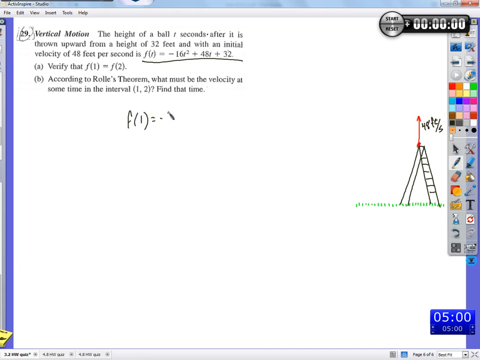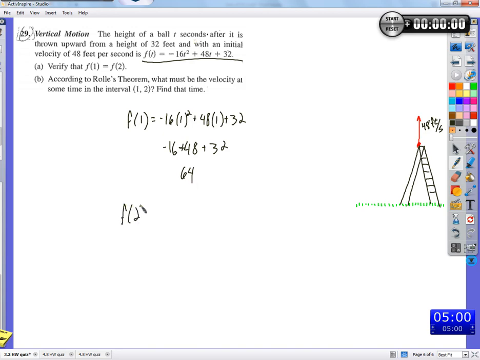So f of 1 equals negative 16 times 1 squared plus 48 times 1 plus 32. So we got negative 16 plus 48 plus 32. This is 32 plus 32, 64. What does that mean? What's this 1 and what's this 64 mean? That's a y height, 64. Height is 64. Yes. X, what's the x? 1. Time of 1. Units? Seconds. It's at 1 second, 64 feet above the ground.